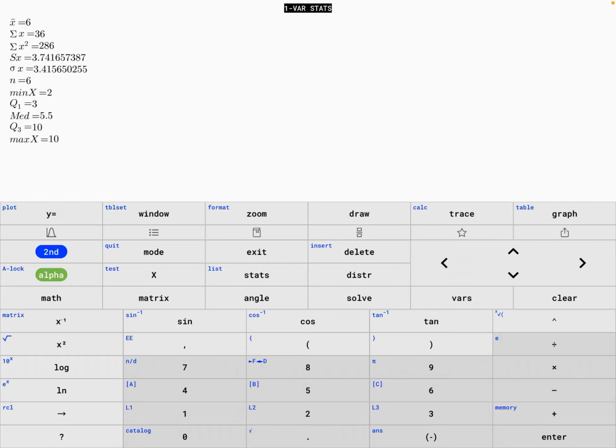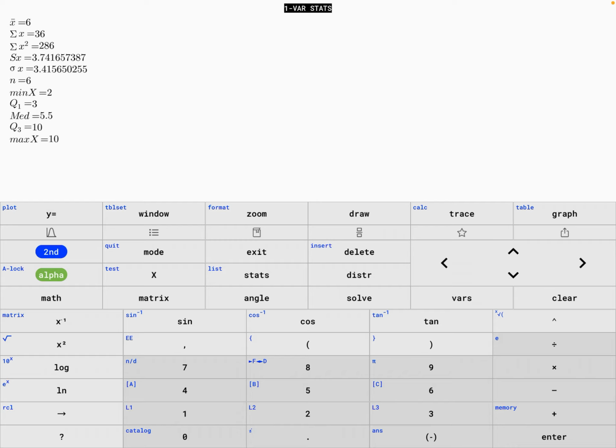So again, here's where the symbols are important. If you can do the calculator work, but you don't know what numbers you're looking for, you're kind of in trouble. But you can see here up top, we have X bar. X bar is the mean. So our mean is 6. And then we have the sum of X. We have the sum of X squared.